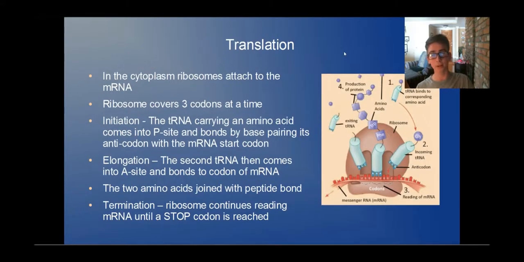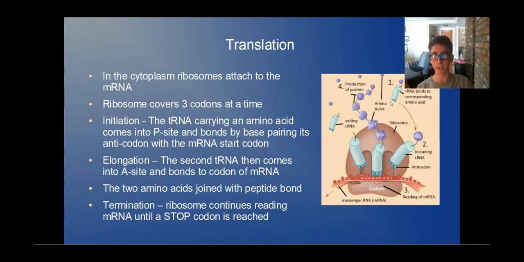And then after transcription, we get to translation, which is in the cytoplasm and not in the nucleus. And so ribosomes attach to the mRNA, and they cover 3 codons at a time, and so initiation, the tRNA carrying an amino acid comes into the P site and bonds by base pairing its anticodon with the mRNA start codon. So you can see that bonding right here in this picture.